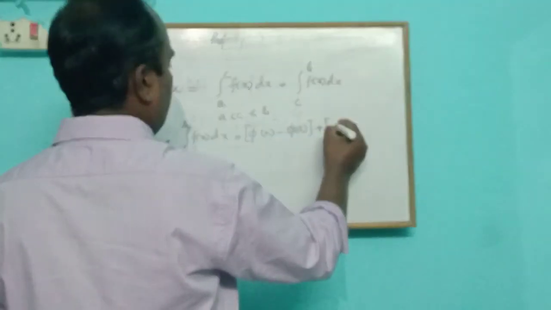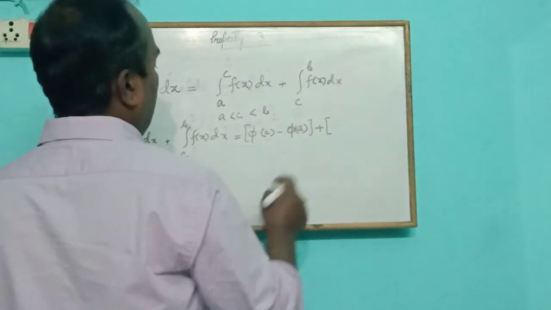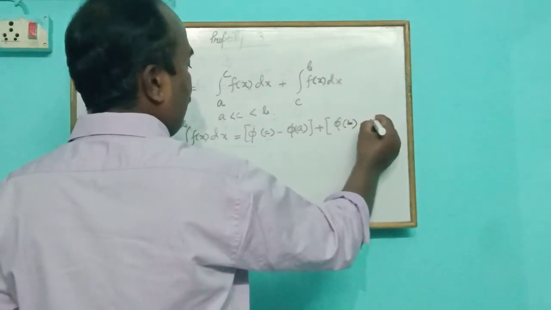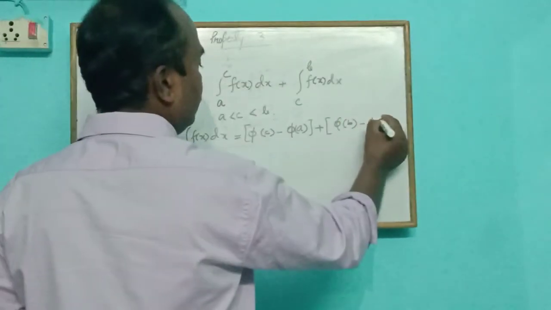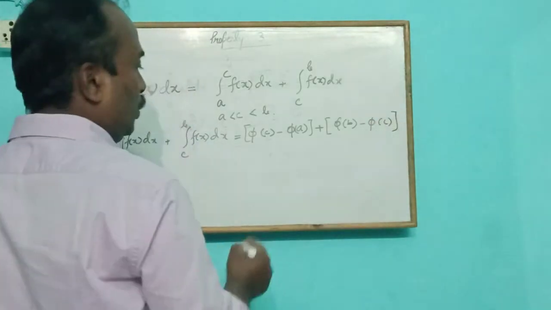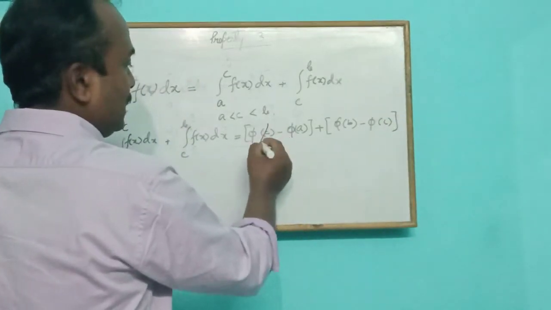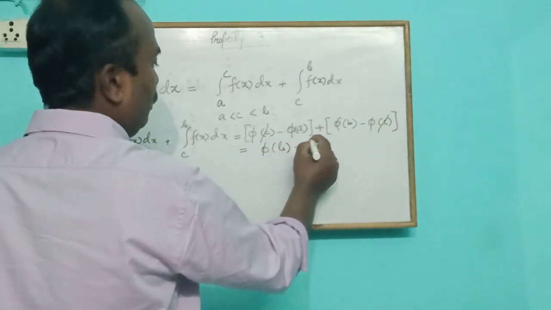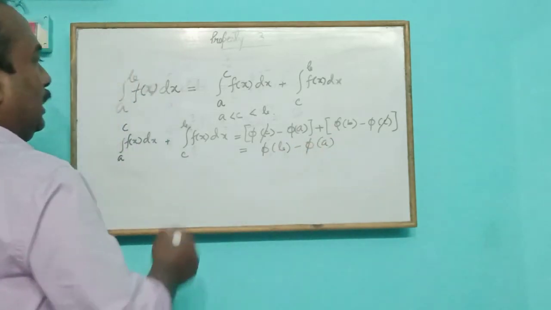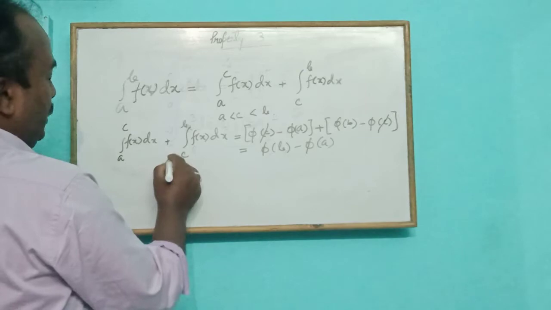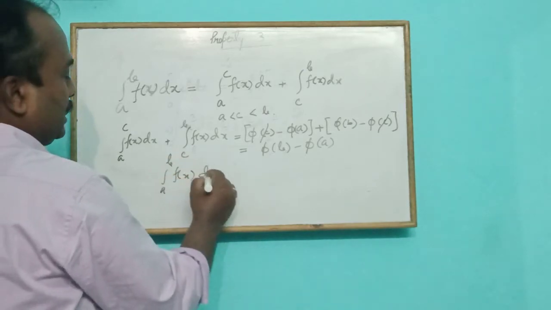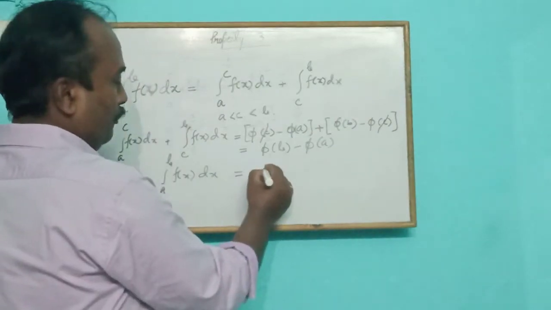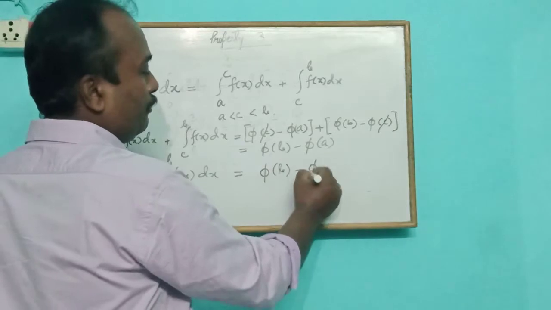plus, integration of f x is phi x again, so it is phi b minus phi c. So phi c gets cancelled, and we get phi of b minus phi of a. The left hand side is also the same thing, a to b f x dx. Integration of f x is phi x, so we will get phi of b minus phi of a.